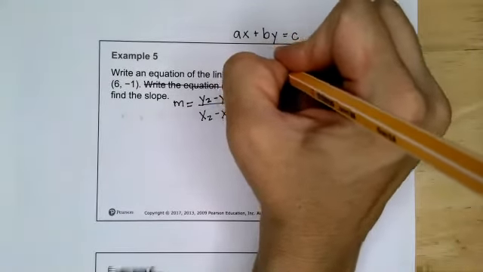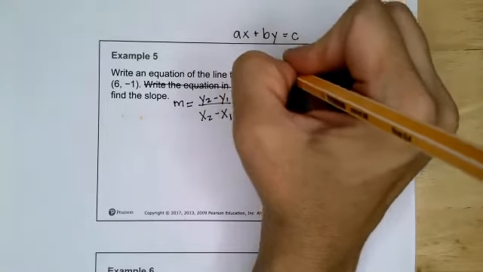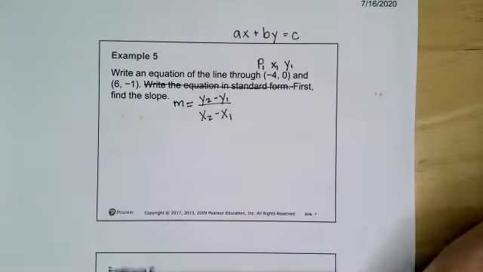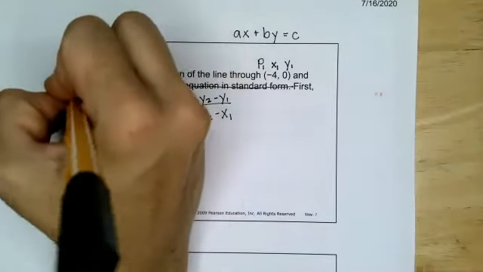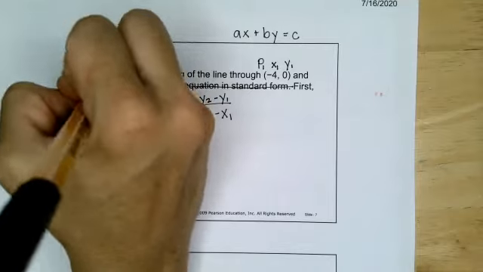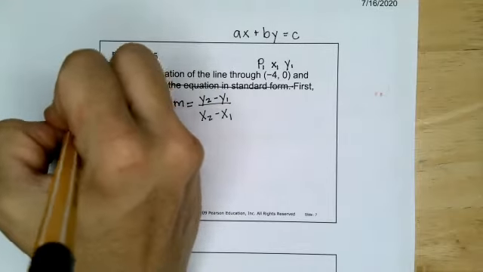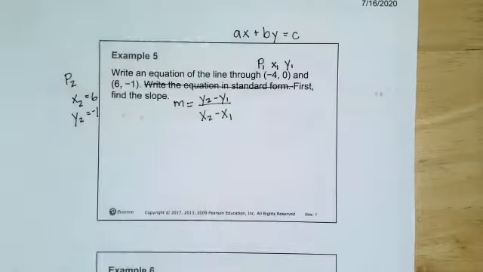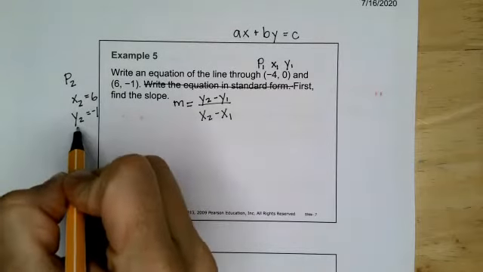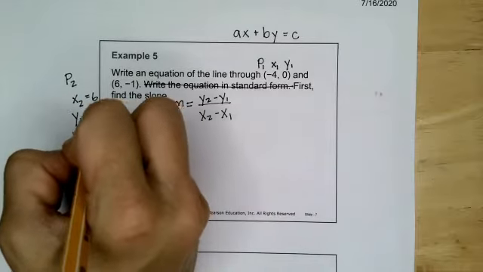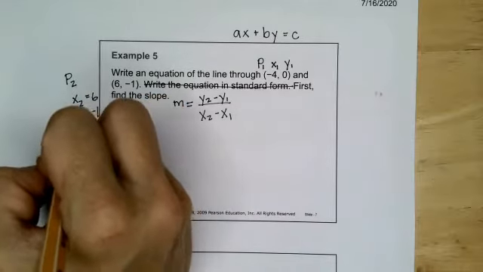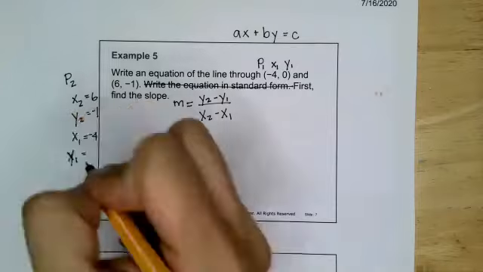If you have 2 points, you can label each point. Maybe this is point 1, so x1 is negative 4, y1 is 0. Maybe this is point 2, so x2 is 6, y2 is negative 1. I always have to write it out because I make mistakes with x and y and 1 and 2. Good. So I know x2 is 6, y2 is negative 1, x1 is negative 4, y1 is 0.